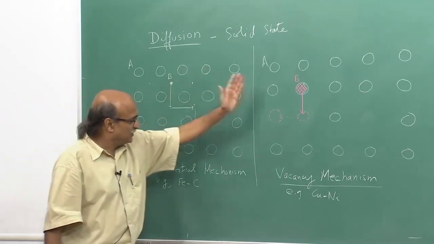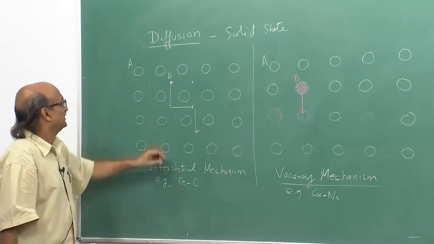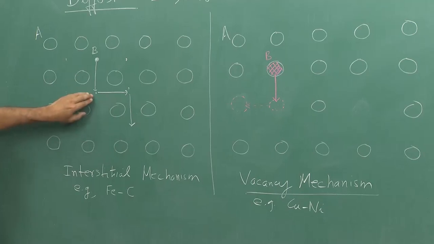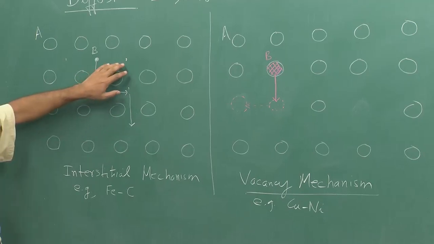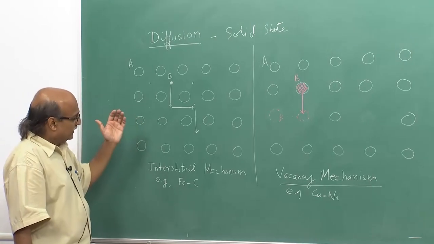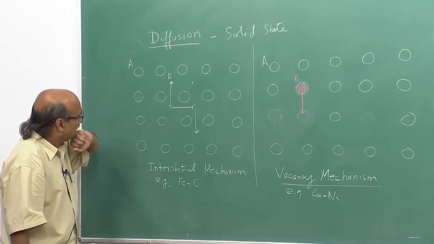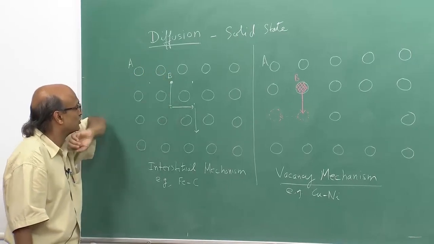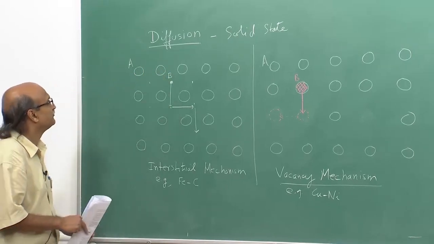The difference in these two situations would be that if B atoms are very few in number, then it will always have a free interstitial site around it. So, it does not have to look for a free interstitial site, it will always have. So, the only energy hill that it has to climb is squeezing through the two neighboring atoms.